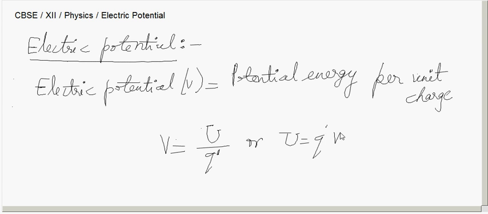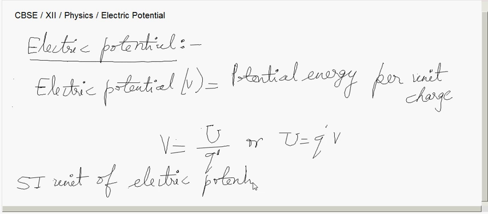The SI unit of V, the SI unit of electric potential, is volts or joules per coulomb, because it is energy divided by charge.